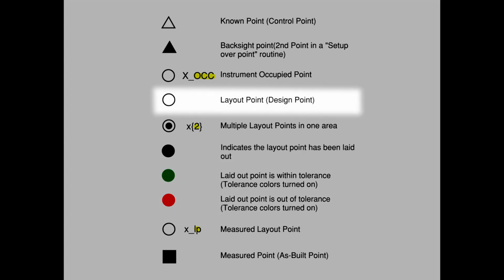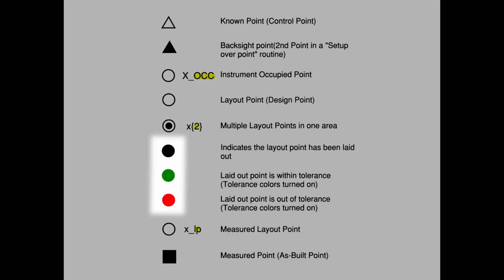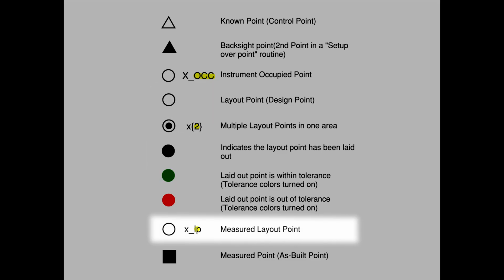After you lay out a design point, the circle will become filled solid, like we just discussed. But it will also save a point exactly where you staked out, which may or may not be right over top of the layout point. The way you know it's a laid out point that was created from hitting save is it will have the point name and then _LP.